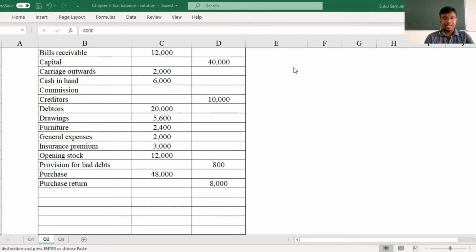Next item, rent. Rent is again an expense for you. So rent is an expense.